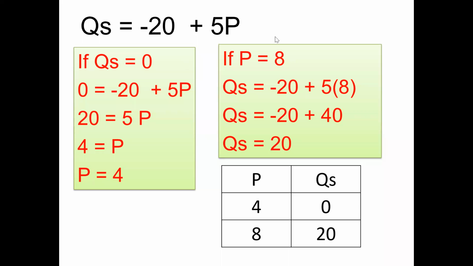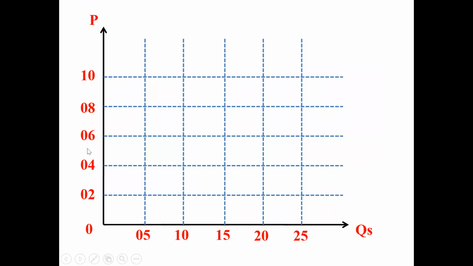Then what do we do? Now we can draw the curve. Here you can see prices. You have to scale the diagram. For prices, you need 4 and 8. For quantities, you need up to 20. So we mark and scale prices and quantities. Prices up to say 10: 0, 2, 4, 6, 8, 10. Quantities: 5, 10, 15, 20, 25.